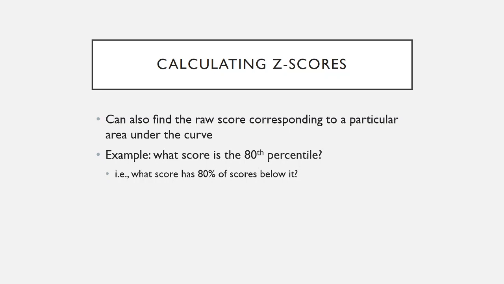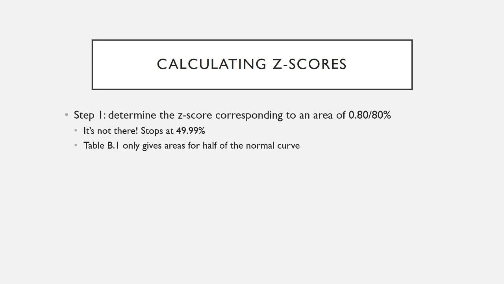So let's say I was to ask yourself, what score is the 80th percentile? This is essentially where you have to identify what raw score has 80% of scores beneath it. So you're starting with a percentage. You might be thinking, okay, I'm just going to go to the z table and I'm going to go to where it says 80% and find the z. Now it's not quite that simple.